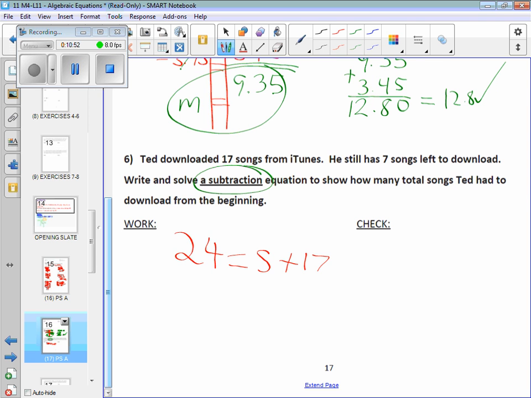This is weird because it said Ted downloaded some songs from my and then it said show how many total songs Ted had to download from the beginning. It already told us that one. No. He has downloaded 17 songs so far. And he still has 7 more songs left to download. So what's the total number of songs after the 17 plus the 7? I don't know. See, that's what's tricky.